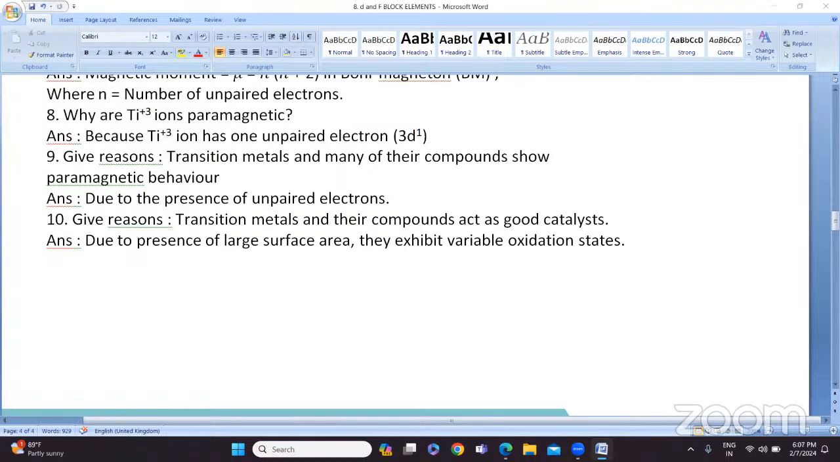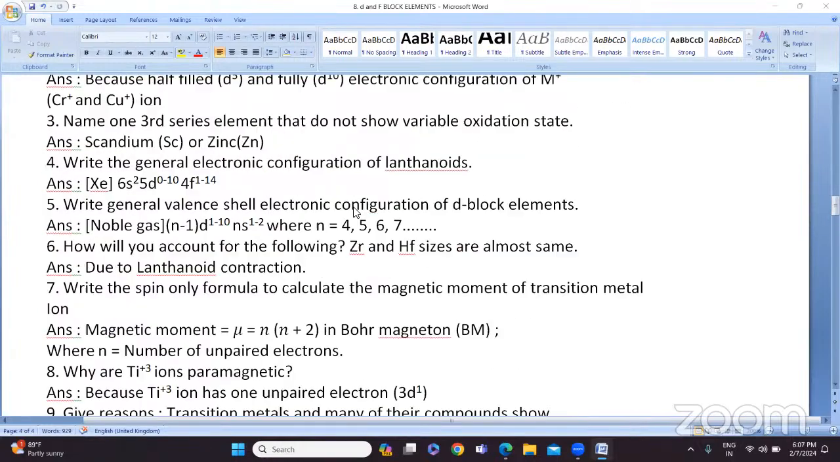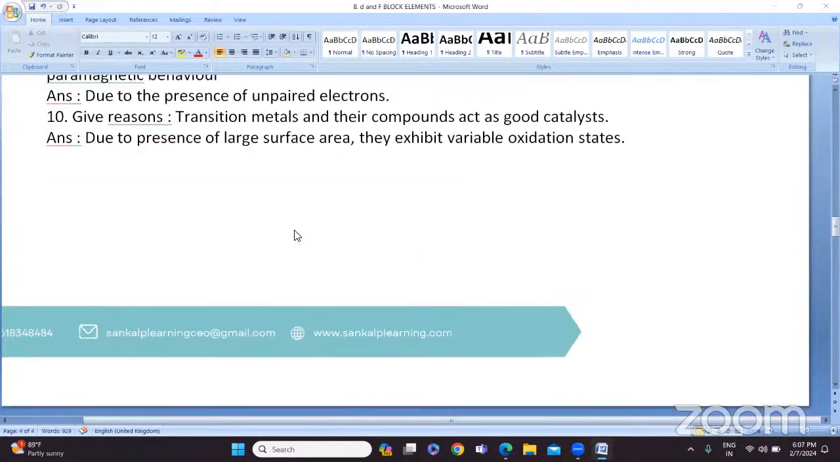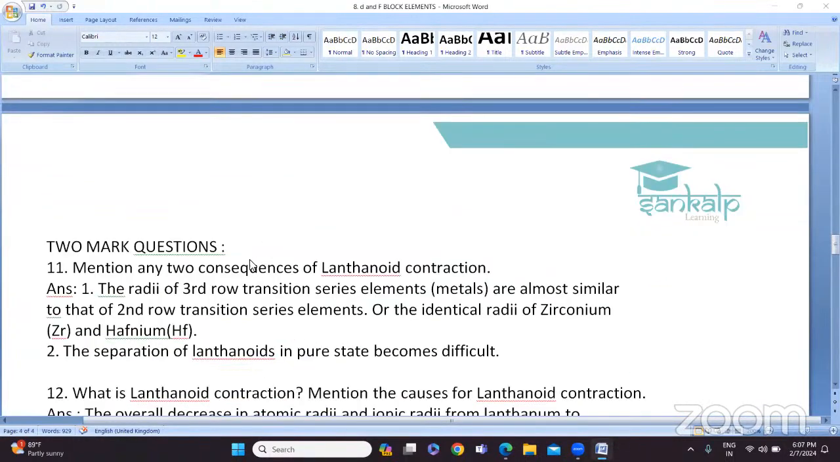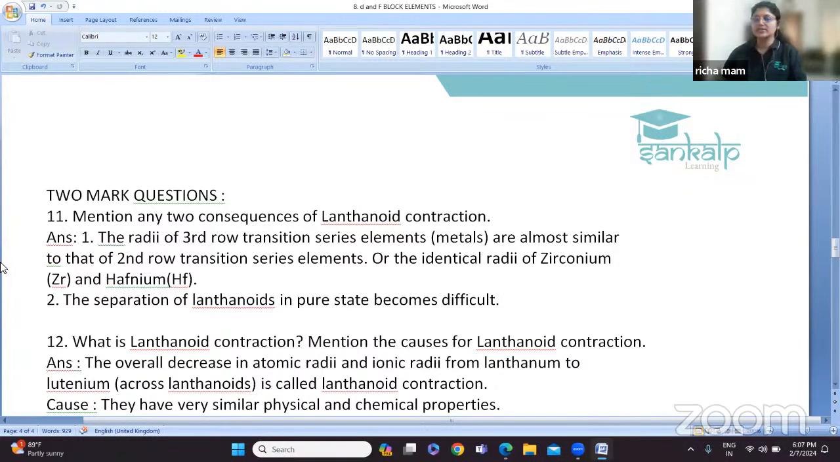Here we are going to discuss the 2 marks questions now. These give reasons are very important. These are some applicative type of questions which can be asked. So now we are going to go for 2 marks questions. The first question is, mention any 2 consequences of lanthanoid contraction.